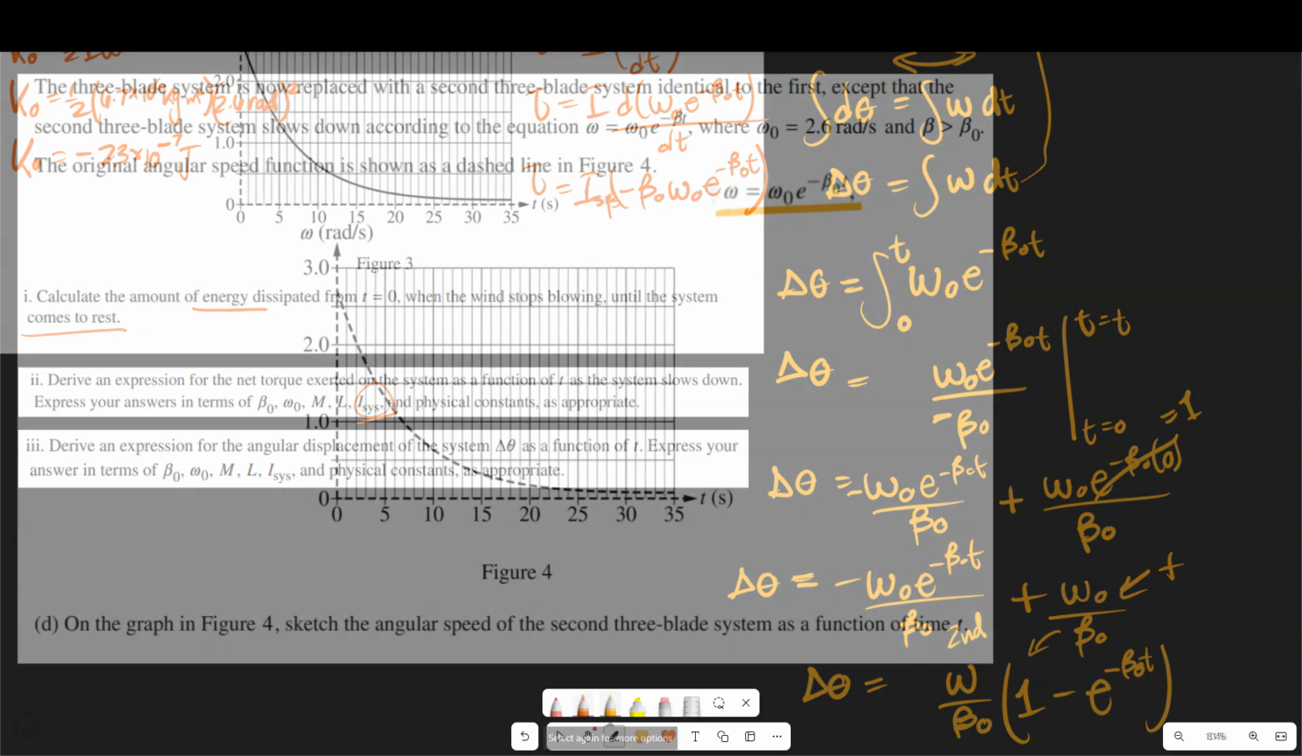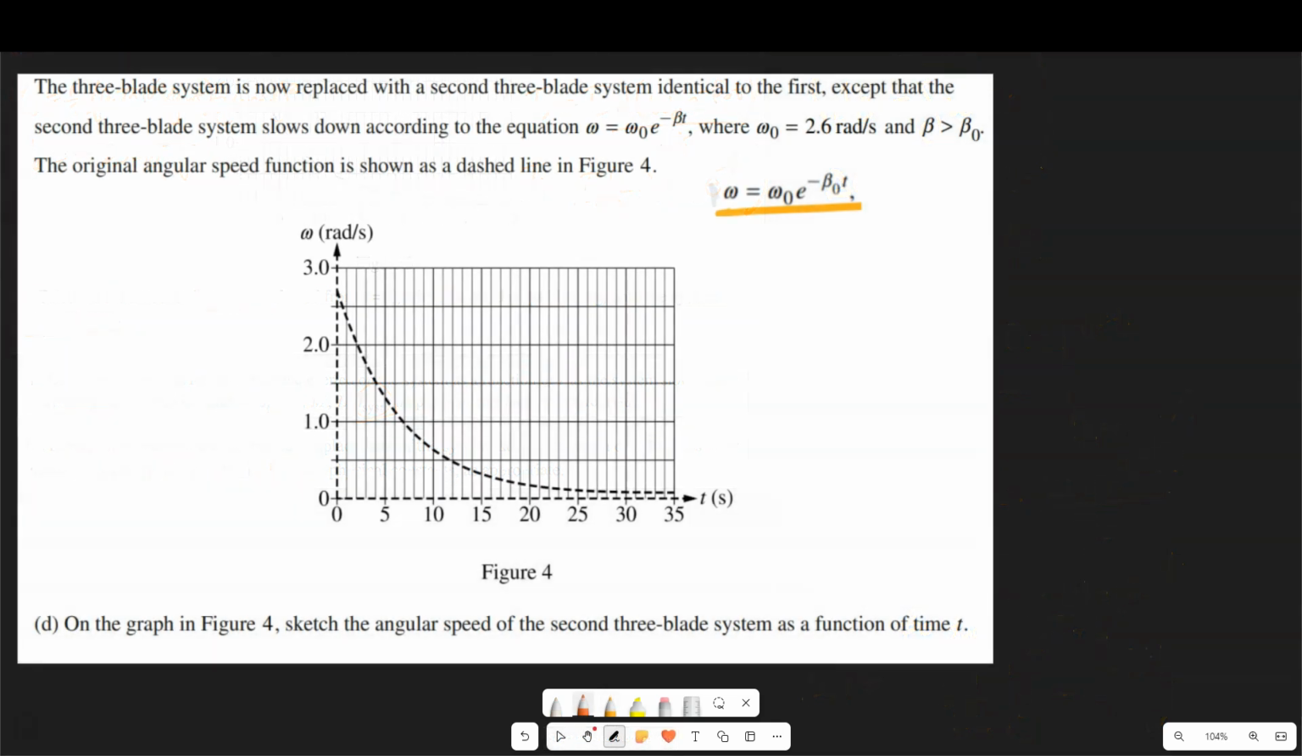Okay, and so part D says the 3-blade system is now replaced with a second 3-blade system identical to the first, except that the second 3-blade system slows down according to the equation given. So this was our original equation right here. I wrote it in for comparison. It's the same, but what is different here, so they tell us our initial angular velocity is going to be the same. They do tell us though that beta is greater than beta naught, so that's important here. I want you to think about what that would do for this process.